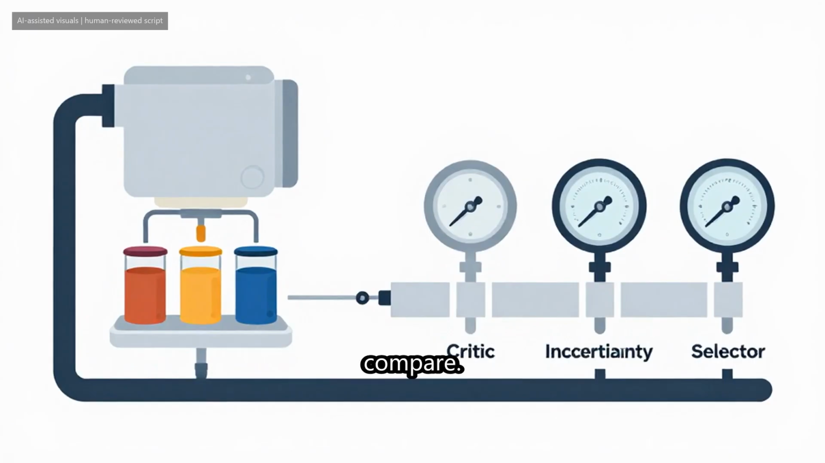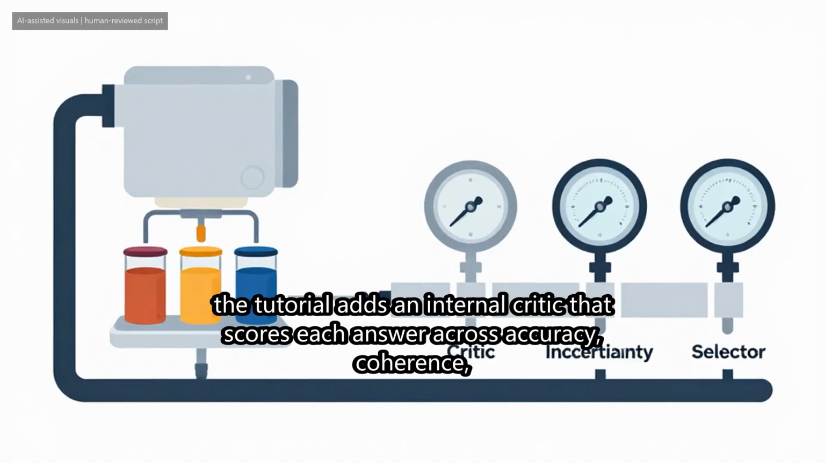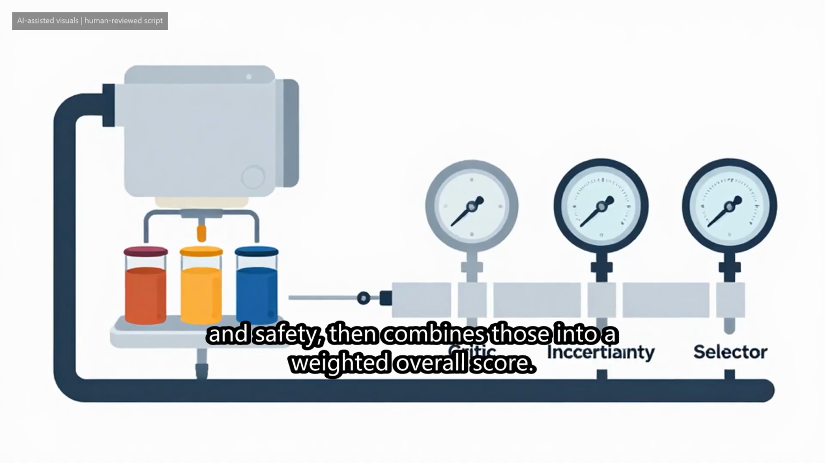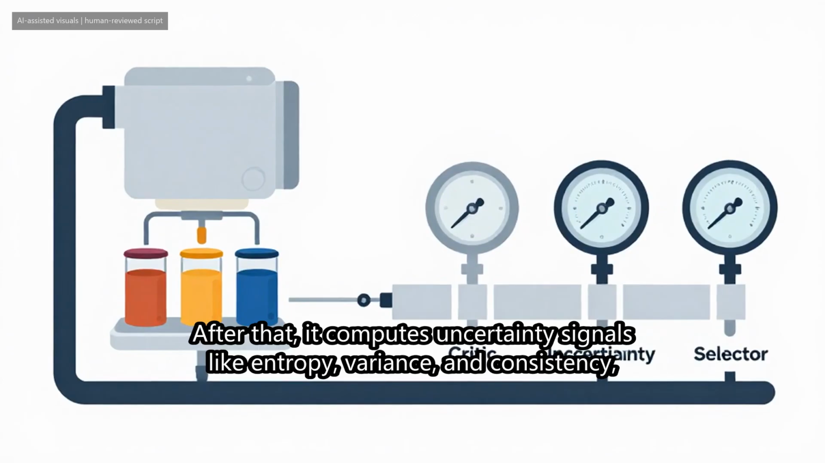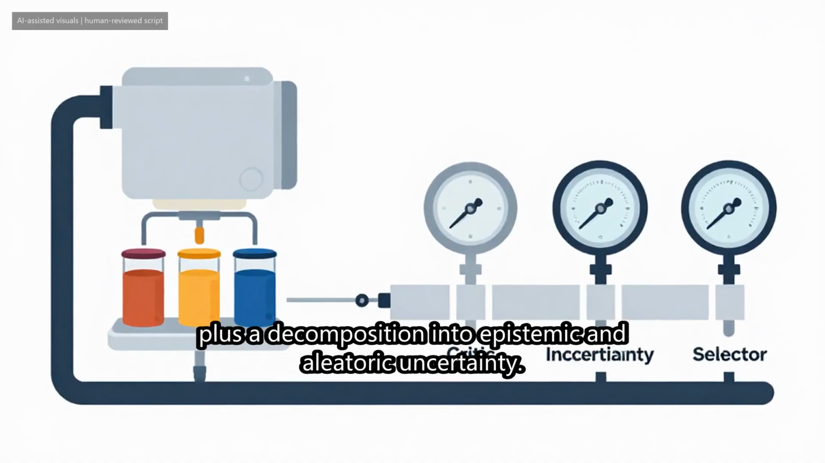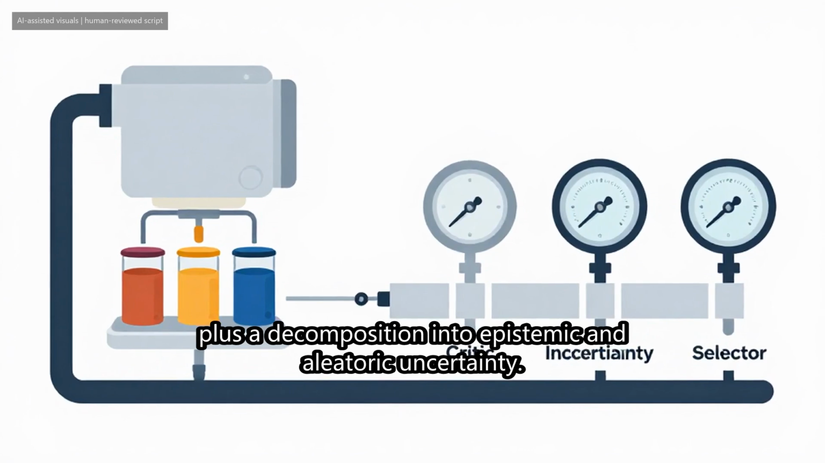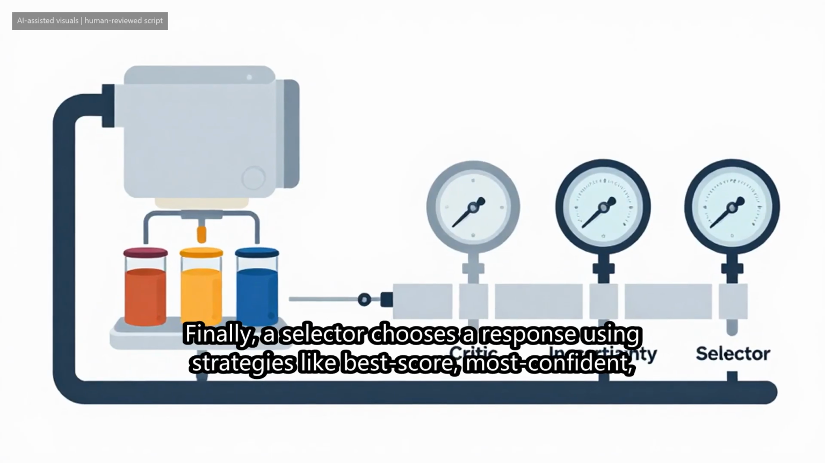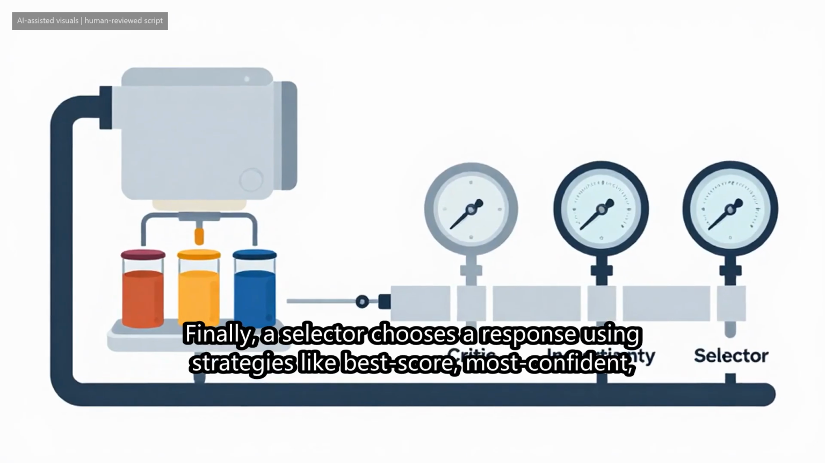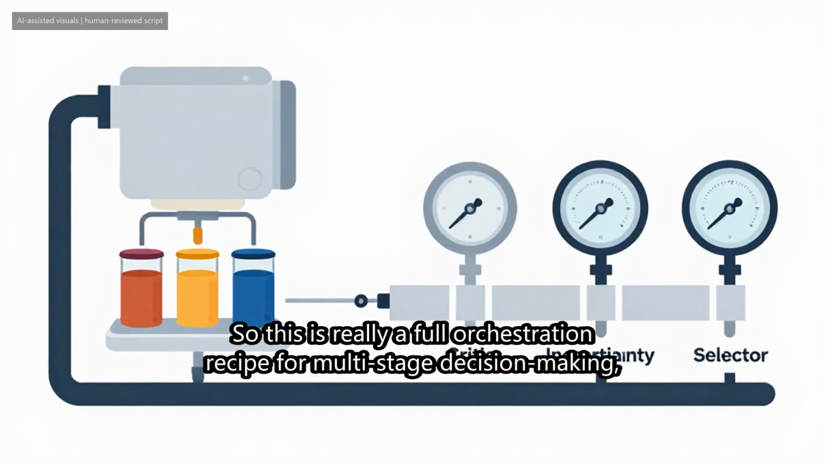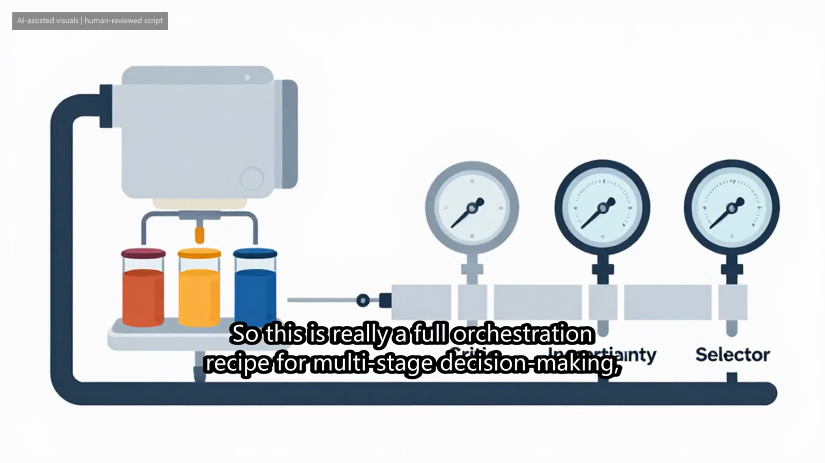On top of that, the tutorial adds an internal critic that scores each answer across accuracy, coherence, and safety, then combines those into a weighted overall score. After that, it computes uncertainty signals like entropy, variance, and consistency, plus a decomposition into epistemic and aleatoric uncertainty. Finally, a selector chooses a response using strategies like best score, most confident, most consistent, or risk-adjusted ranking. So this is really a full orchestration recipe for multi-stage decision-making, not just a prompt trick.